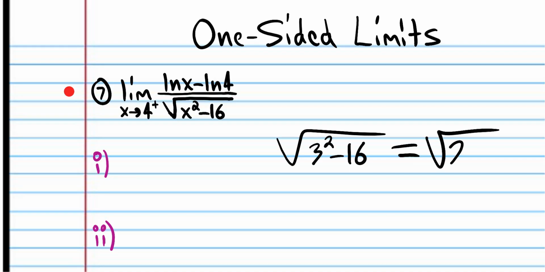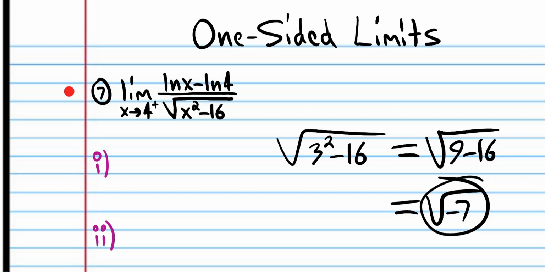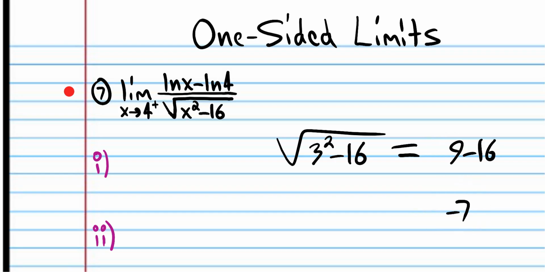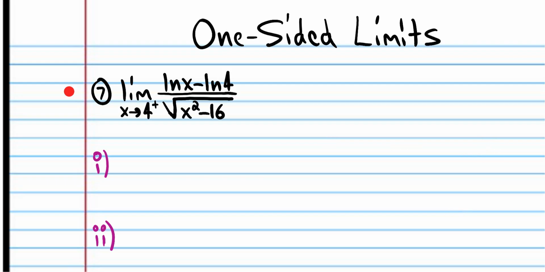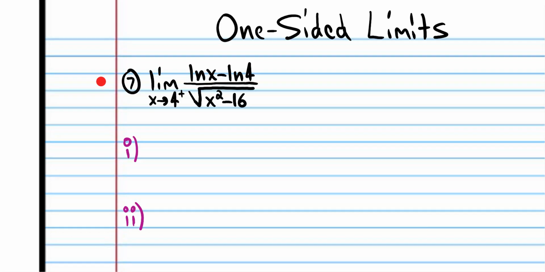Then we get square root 9 minus 16, which is square root negative 7. That's an imaginary number. You can't have a negative in a root. So if you were to graph this function, the graph doesn't even exist to the left of 4, so you can't approach 4 from the left. There's no such thing as approaching 4 from the left. So that's why you need a right-sided limit on this particular problem.